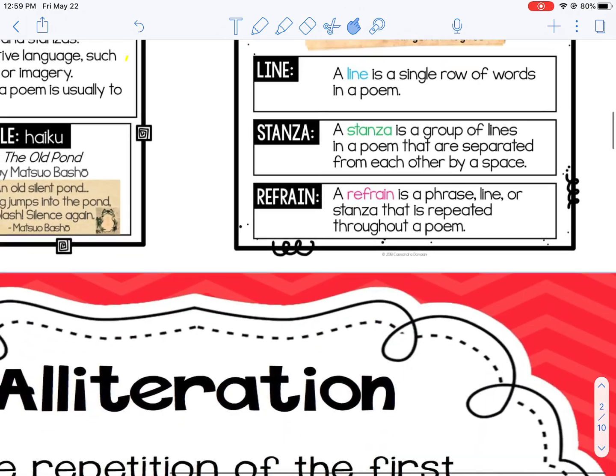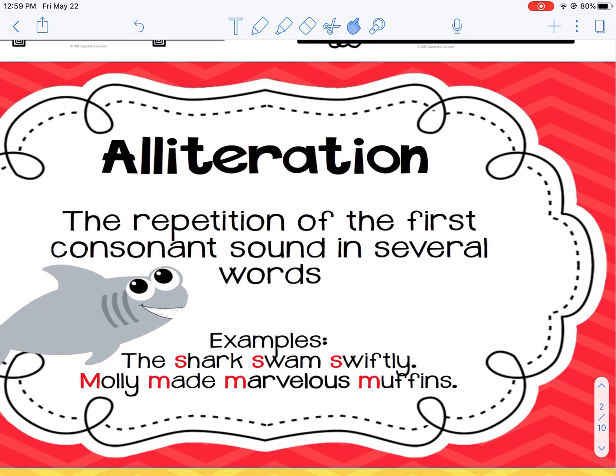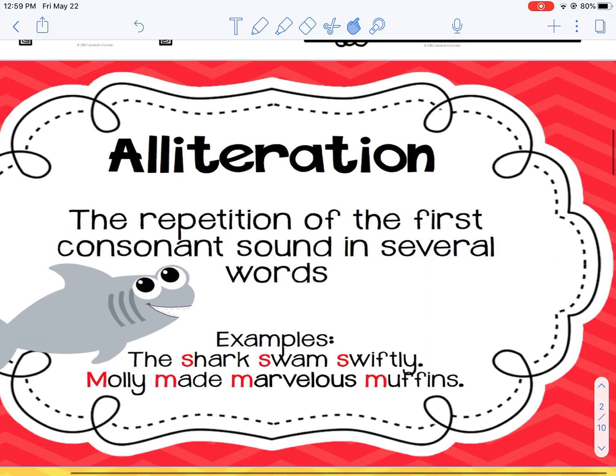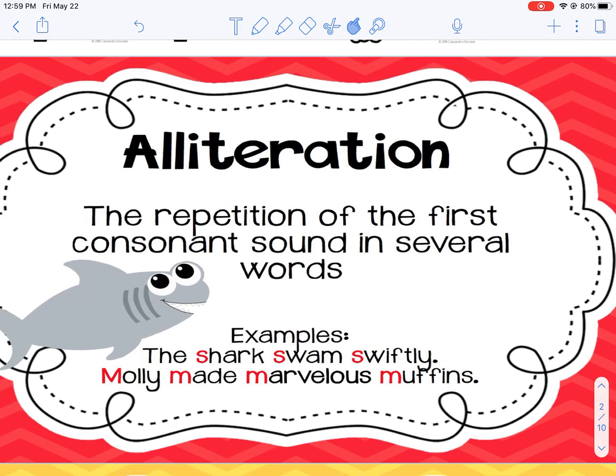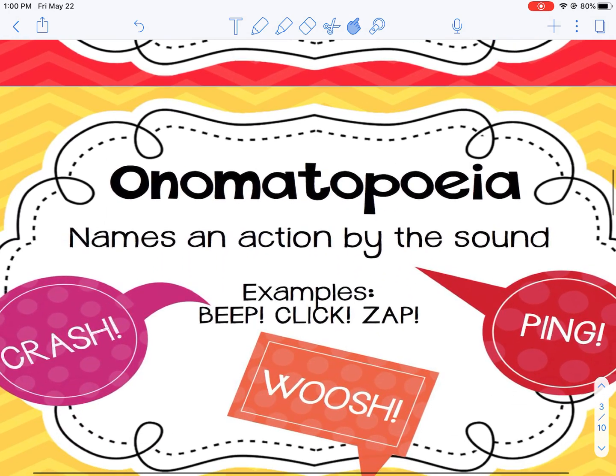All right, so let me go on. Alliteration, we talked about this in class, is the repetition of first consonant sounds in several words. So here's an example. The shark swam swiftly. Molly made marvelous muffins. So in this one, we're hearing the S sound, and that's the alliteration. And here we're hearing the M sound. That's the alliteration right there. Okay. So that's one of the figurative language.